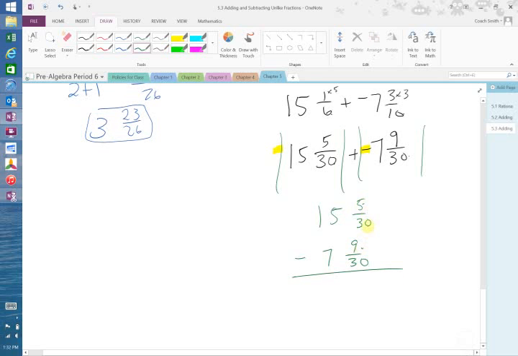Problem is I can't do 5 minus 9. Okay, you can't subtract those two, so I have to borrow. You borrow from the 15, making it 14.